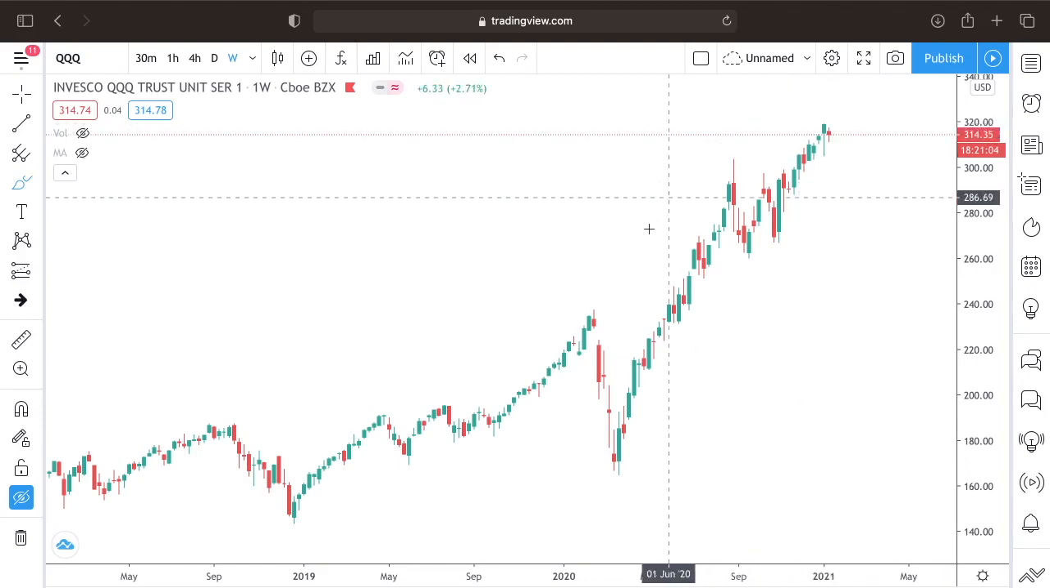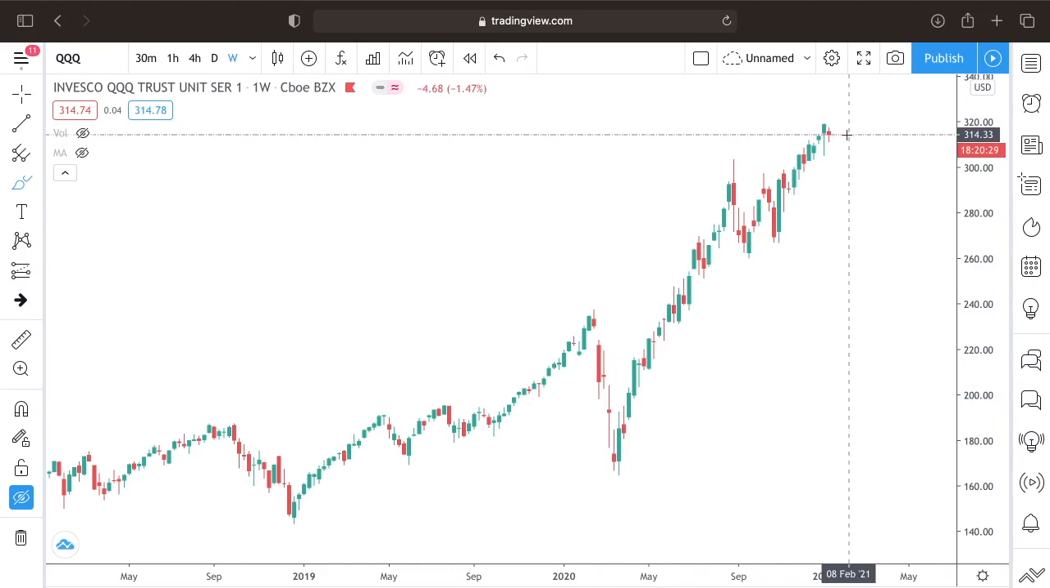And we take a look at the rise over here. The rise of the Nasdaq has been relentless in the past couple of months. And similar to the S&P 500 and the Dow Jones, the Nasdaq is also a bit overextended. What do I mean by that?